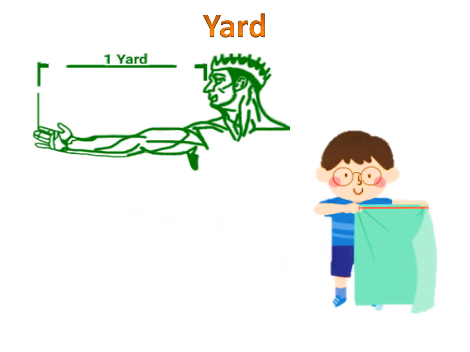Yard. 1 yard is the distance between the end of the outstretched arm and one's chin. Look at the boy, how he is measuring the cloth. His one hand is under his chin, while the outstretched hand is far away from his body. This measurement is even used now, sometimes in the villages, where they don't have any tape measures. So they use this way of measuring the cloth.